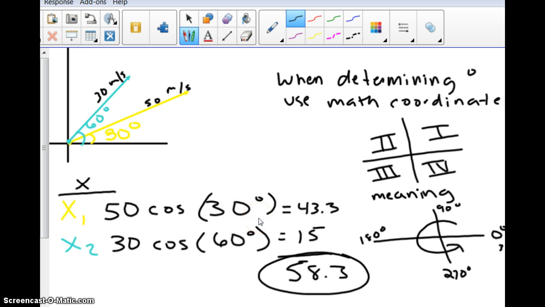If you don't have your scientific graphing calculator, just let me know and we can do it over the phone or whatever. And so that equaled roughly 43.3. Doing the same thing with the second one, x2 is what I was calling it, our second vector, which was really vector B, I believe. We did 30 cosine of 60 degrees, and it was equal to 15. Adding those together to combine them so that in a minute we'll be able to get our magnitude, we found 58.3 to be the combination of x values.